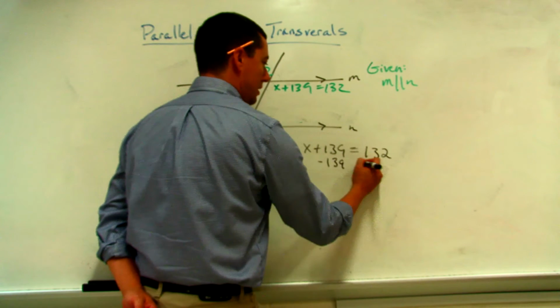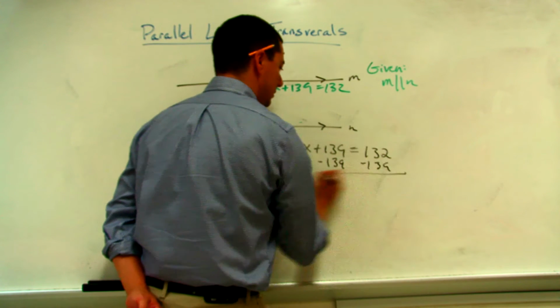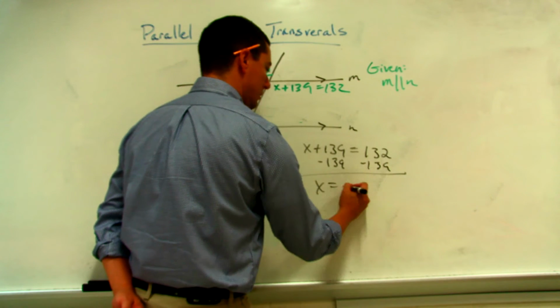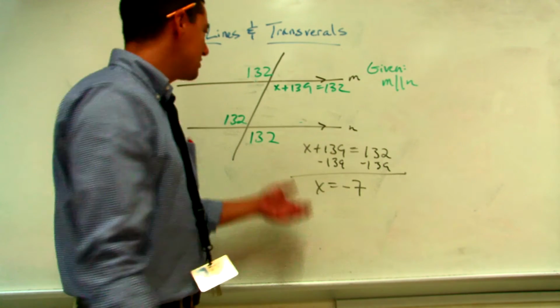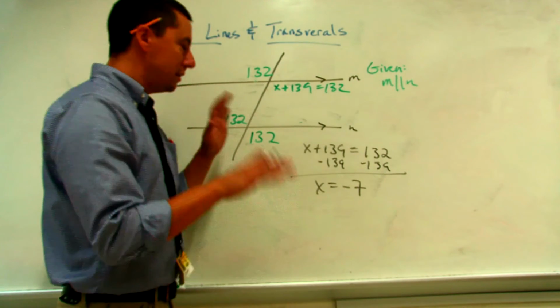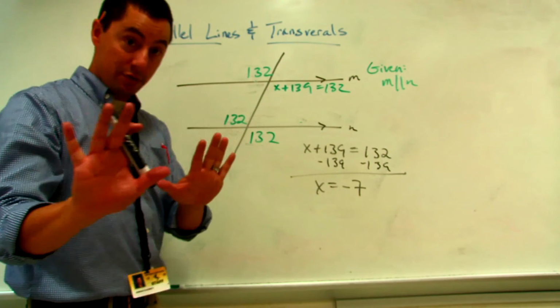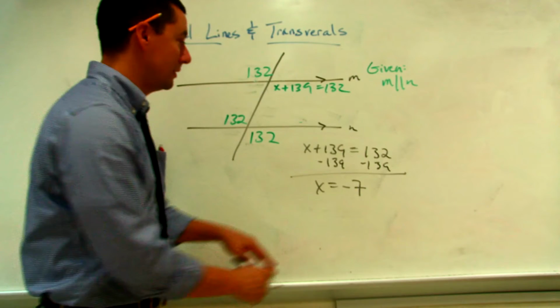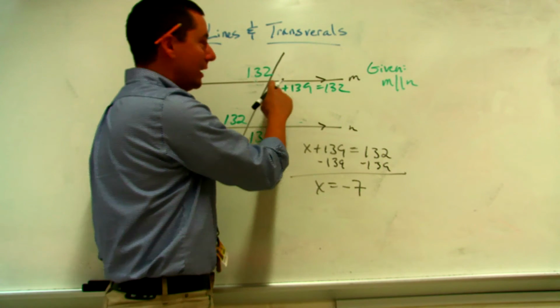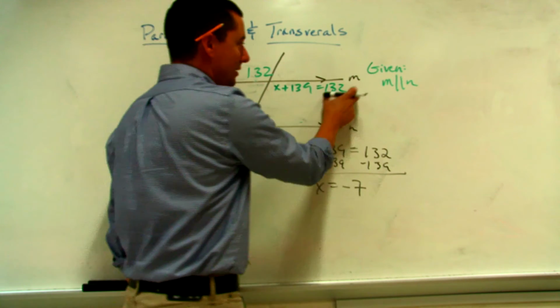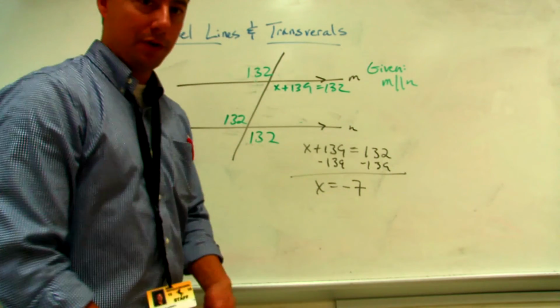Subtract the 139 from both sides, and I get negative 7. Now you might say, oh wait, but it's a negative number. I can't have a negative number because it's a measure of an angle, and angles can't have negative degrees. Yeah, that's true. You can't have negative degrees, but nothing here has a negative degree. It's just the x that is negative. And negative 7 plus 139 is still a positive number, 132.